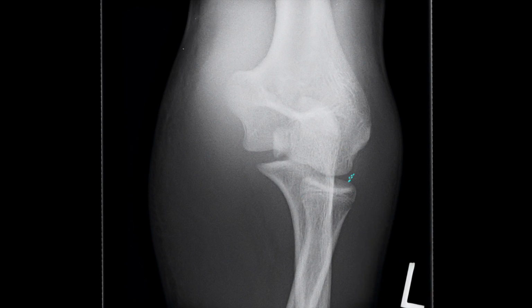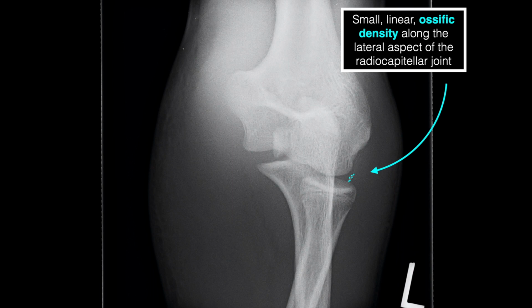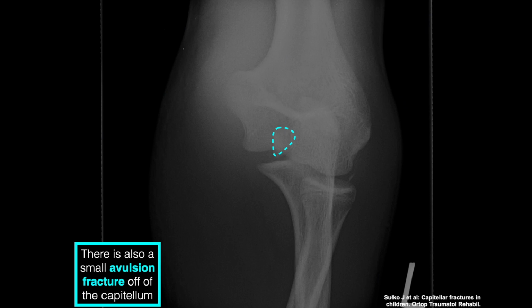If you pay attention to the structure that I've highlighted in blue here, we can see that there's a small linear ossific density along the lateral aspect of the radiocapitellar joint. However, there's also a small avulsion fracture off of the capitellum.